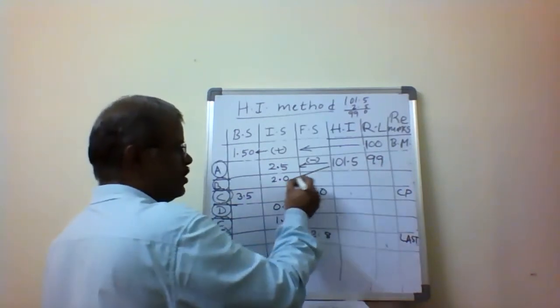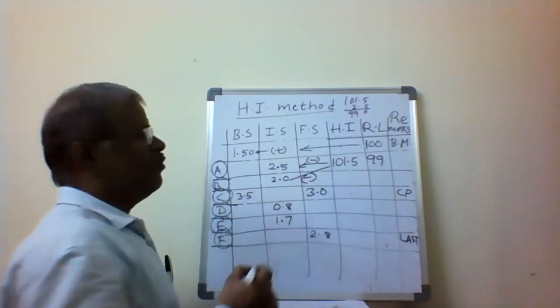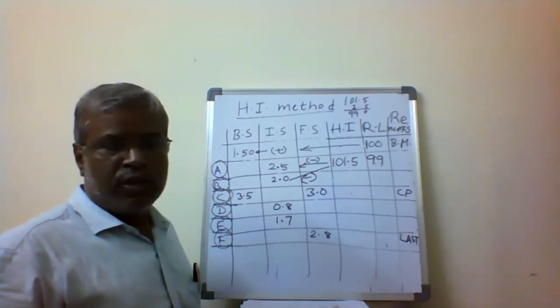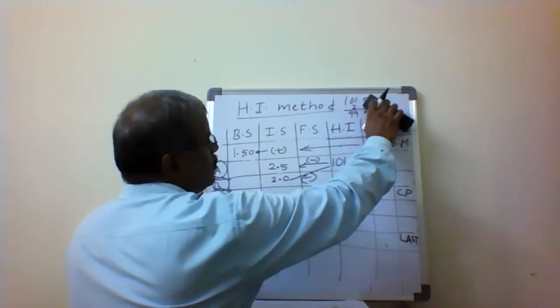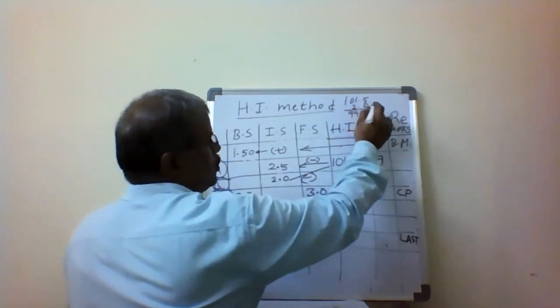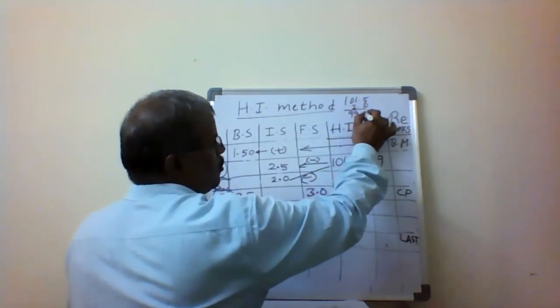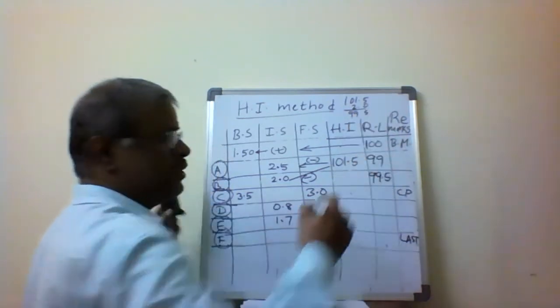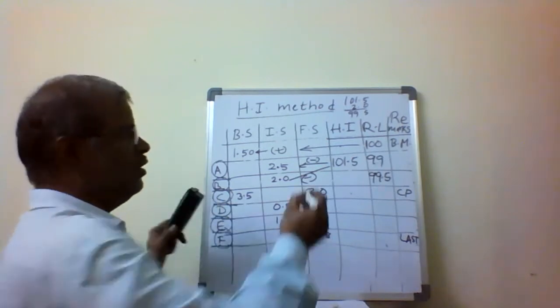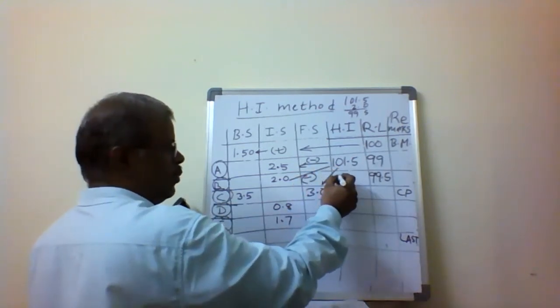Similarly, this is also going to be subtracted. One more intermediate sight will be there. So from the height of the instrument, 101.5 minus 2, so 99.5 is the reduced level of the point. Then 101.5 minus 1.